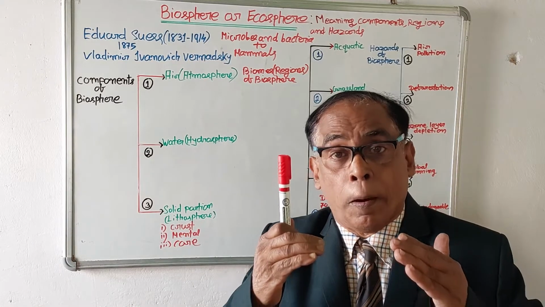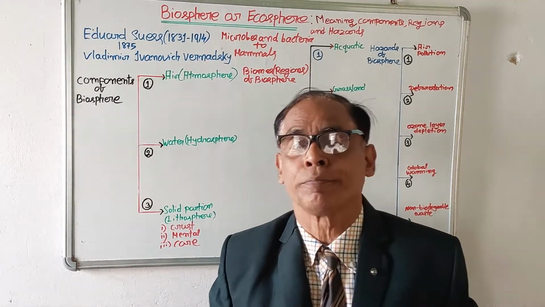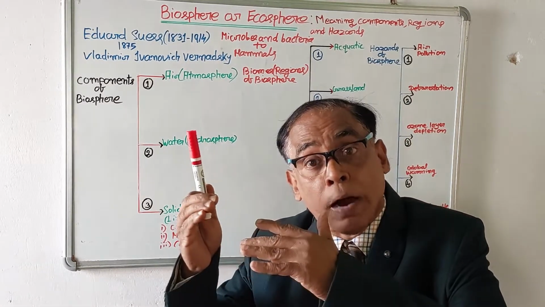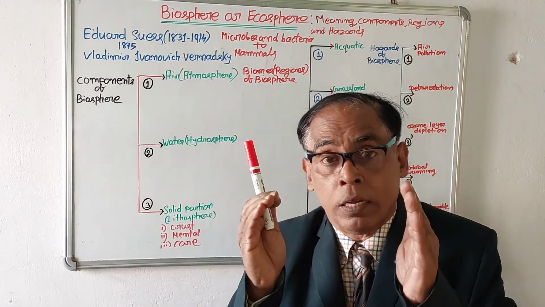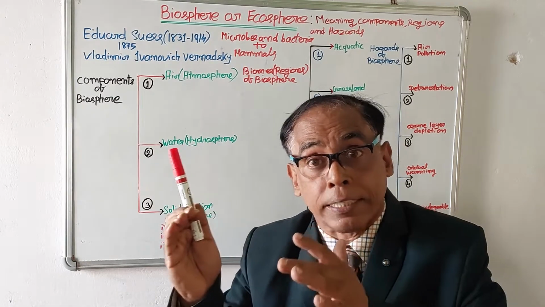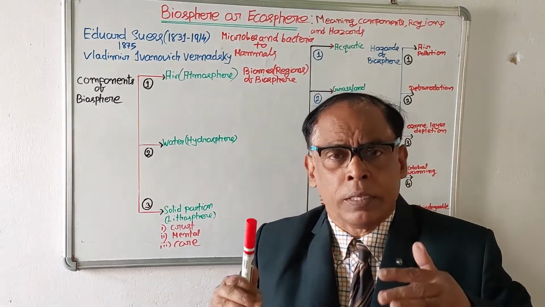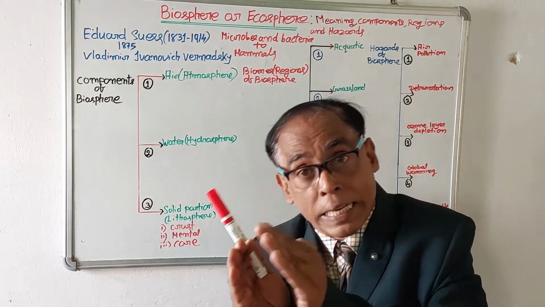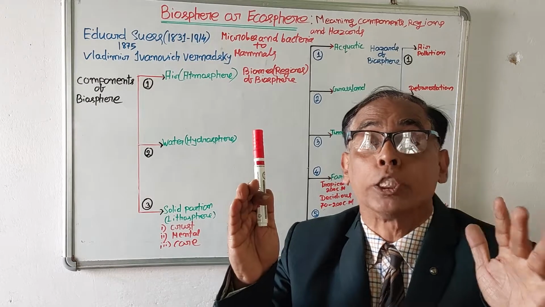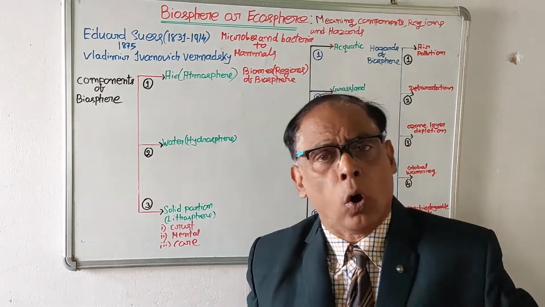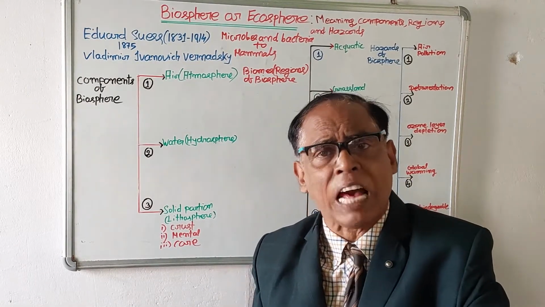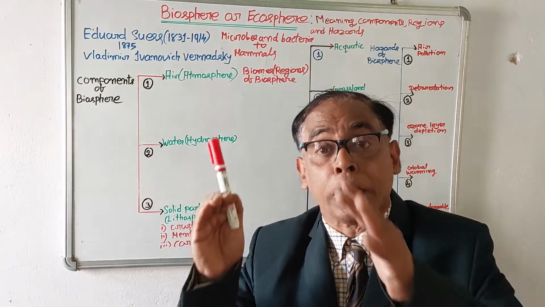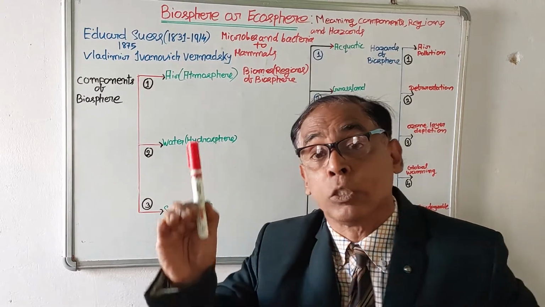So, biosphere means that part of earth where life exists. That part of earth where life exists is known as biosphere. In all parts of the earth, life is not possible. In those parts where life is possible or feasible, it is known as biosphere.